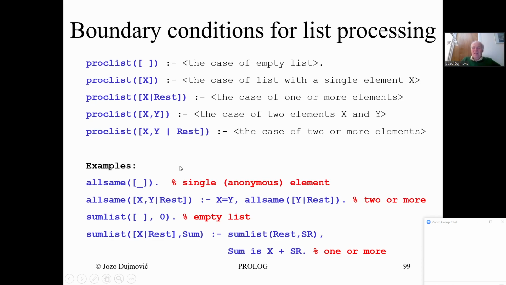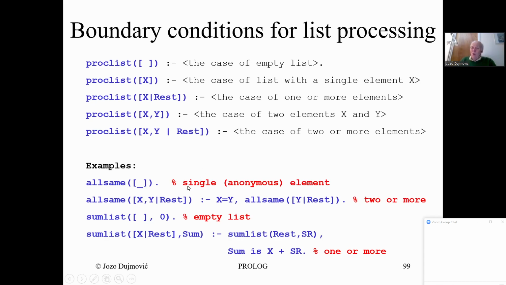So here is an example. We want to write the program that is checking whether all elements in a list are the same. So if you have the list that has inside 1, 1, 1, 1, 1, 1, and you want to check whether all of them are the same, how to do that? Well, you can say that for the list that has a single element, all of them are the same. Because if you have only one element, therefore all of them are the same.